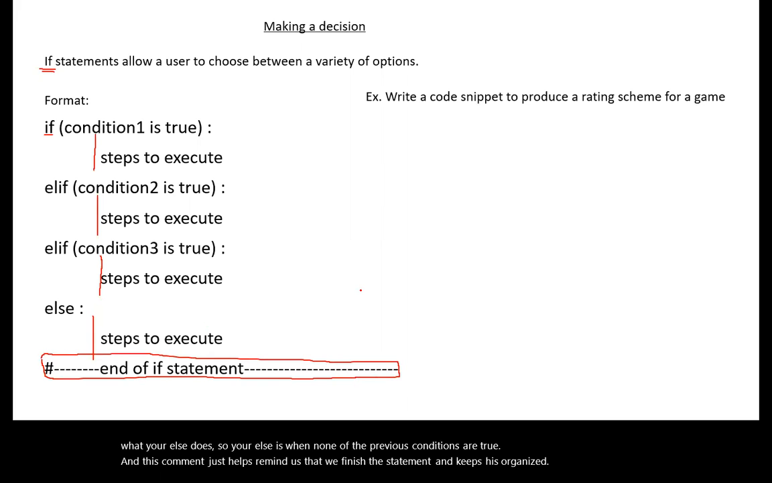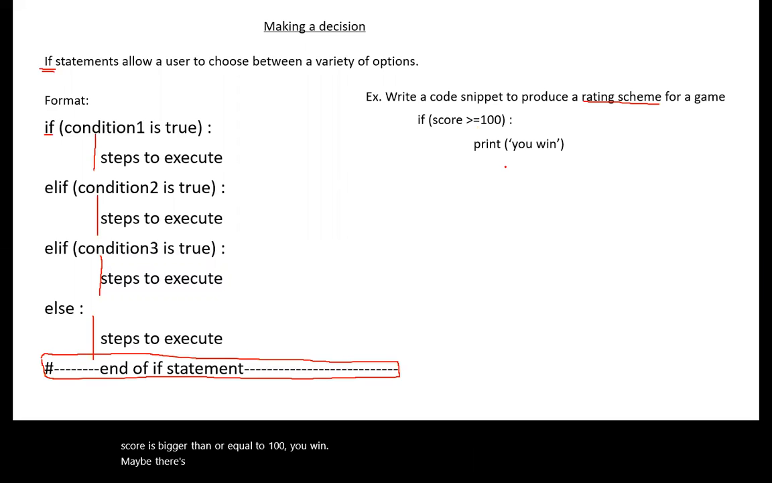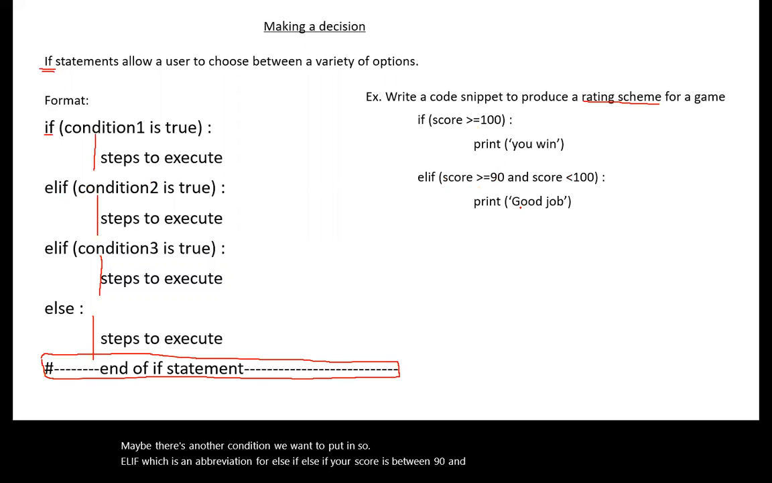Let's take an example. Imagine we're writing a game, which you're going to, and you want to create a rating scheme. We could say, if your score is bigger than or equal to 100, you win. Now maybe there's another condition we want to put in. So ELIF, which is an abbreviation for else if, your score is between 90 and 100, we'll tell you good job.